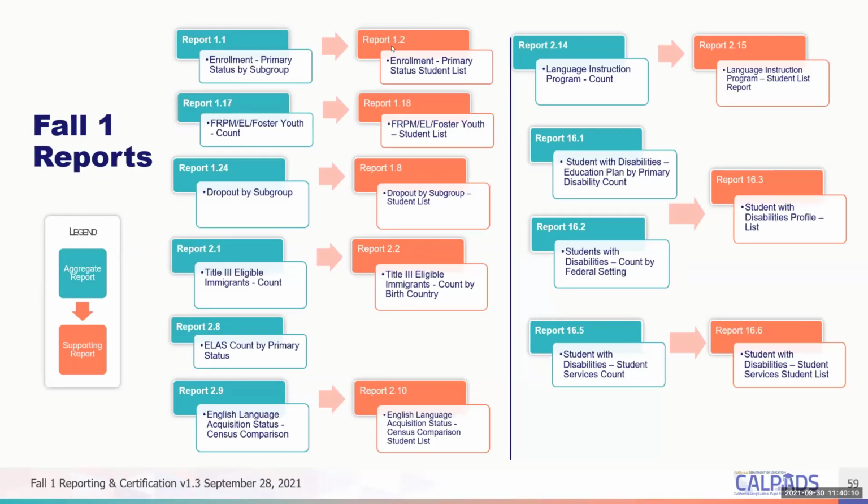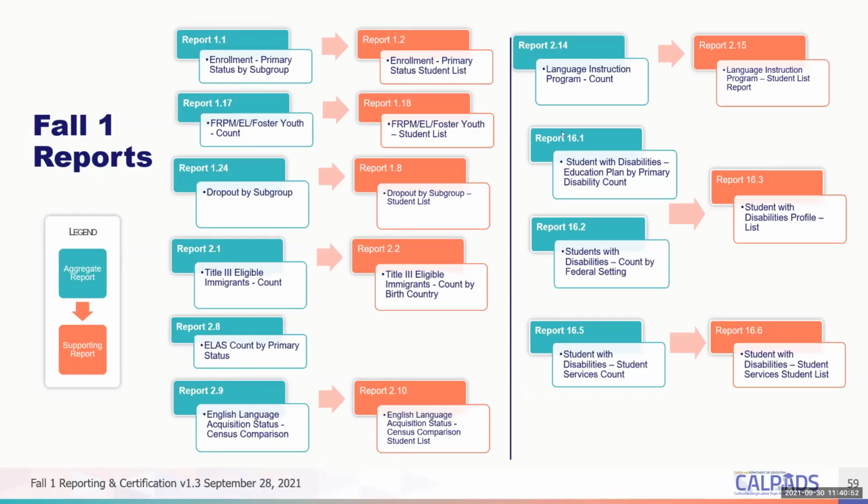The arrow shows you the direction the data is linked. It also shows you the direction in which the data can be viewed and reconciled. So if you're looking at the first one, report 1.1, enrollment primary status by subgroup, that report will have a link to the student list. You'll click it and look at the student list. And depending on how you manipulate the filters of the reports, you can narrow down each report. In the case of 1.1, you can narrow it down by school and look at the list of students by school, perhaps a grade level, and just with a fine tooth comb, make sure that the data reported is accurate.